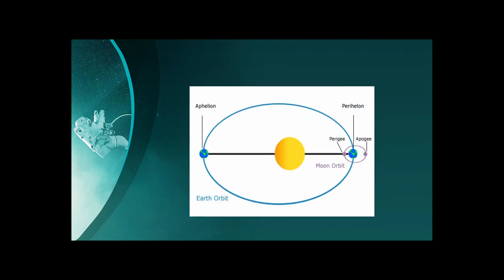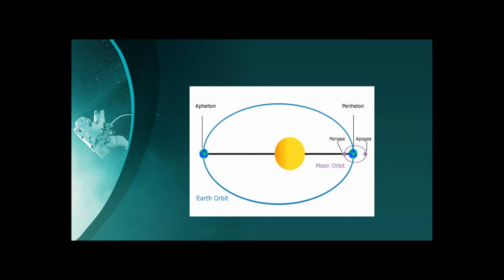For example, when we take Earth's orbit around the Sun and also the orbit of the Moon, aphelion is the place where the Earth is furthest from the Sun, and perihelion is the place where the Earth is nearest to the Sun.